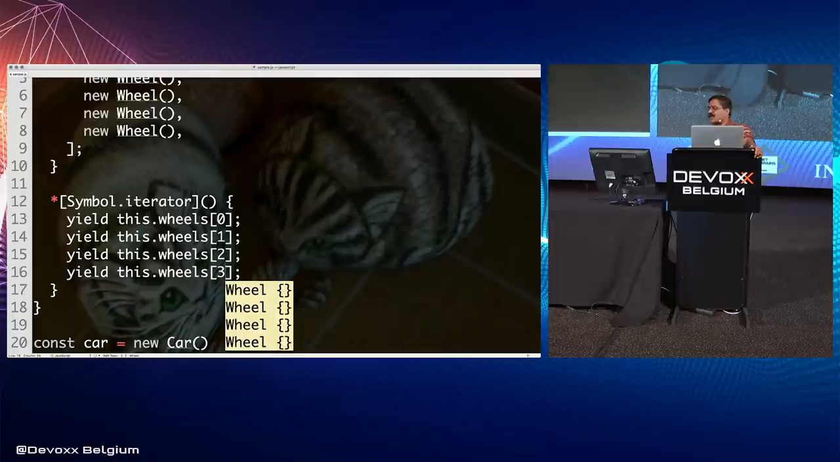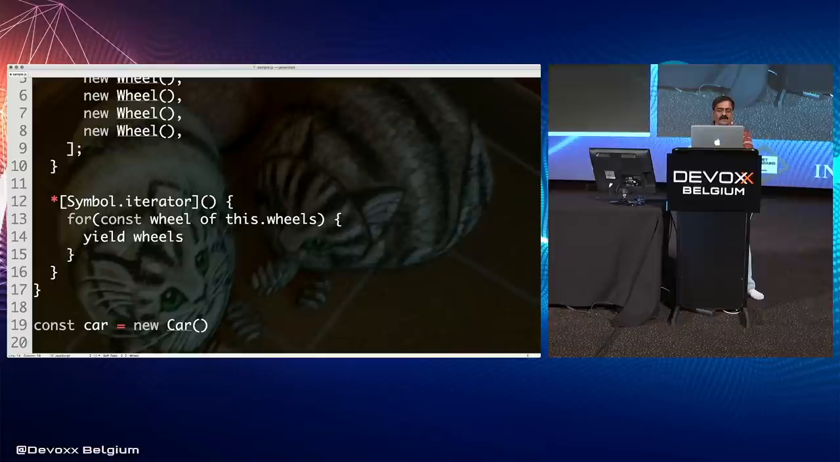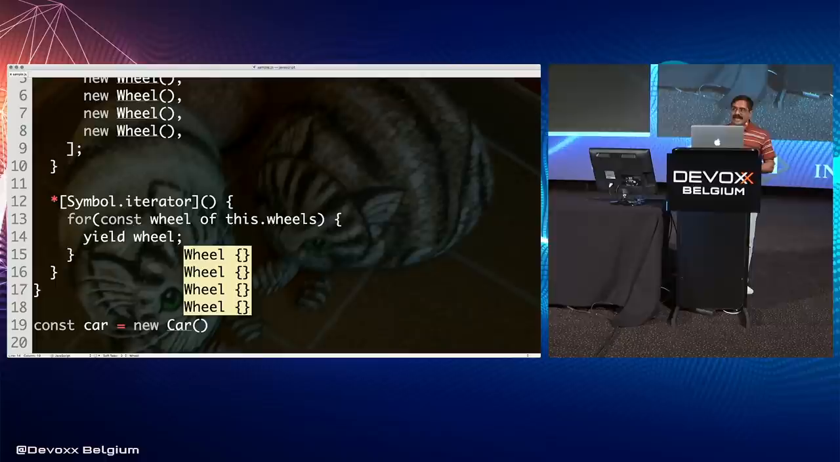But the nice thing about this is you can use the yield in a much better way than this. So for example, you can do it this way. You could say for, and in this case, you can say const wheel of this.wheels. And why not simply say over here, yield a wheel. So you could write code like that as well, where through the iteration, you can start yielding a value out.